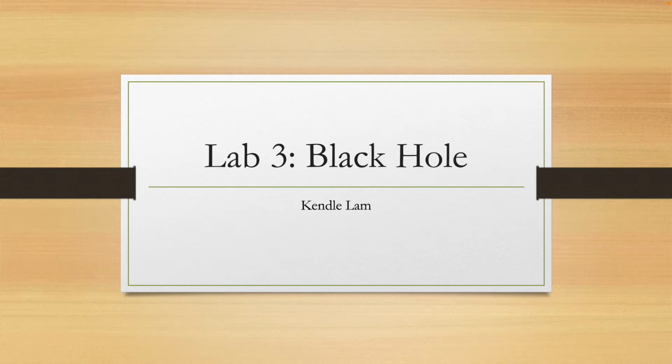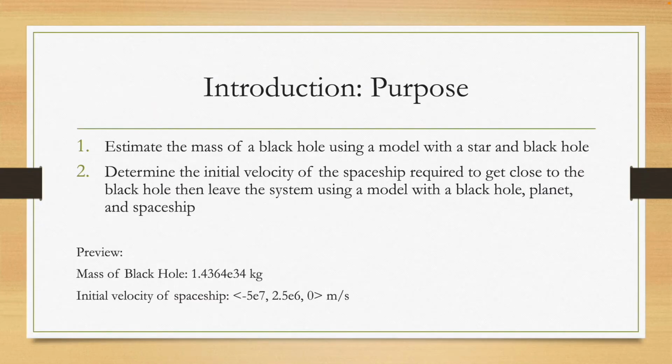This is Lab 3 Black Hole. So the purpose of this lab was first to estimate the mass of a black hole using a model with a star in the black hole. The second was to determine the initial velocity of the spaceship required to get close to the black hole and then leave the system using a model with a black hole, planet, and spaceship. And a preview of the main results of the lab with the mass of the black hole and the initial velocity of the spaceship are shown here.